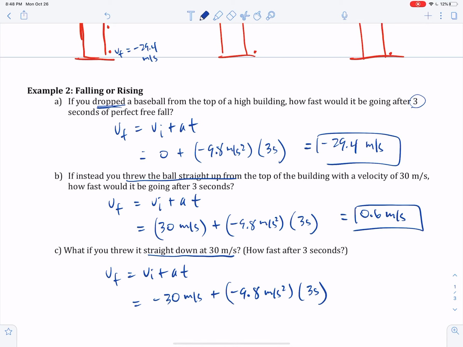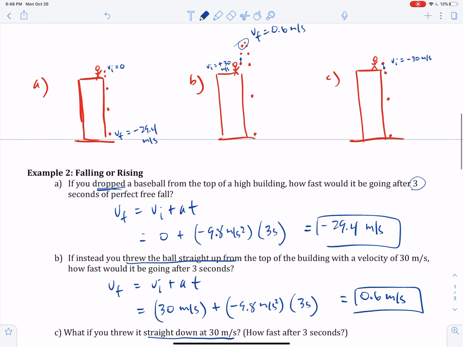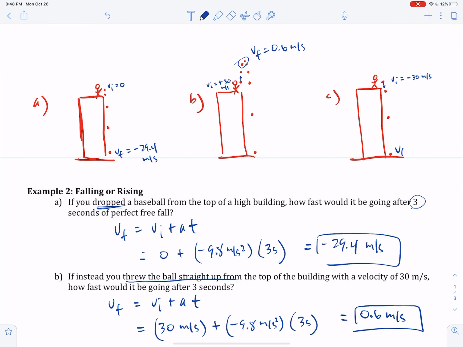And I just realized I forgot to put the square in the previous one. So now this gives us negative 59.4 meters per second. So going quite fast in this third scenario. So that would be the final velocity here.